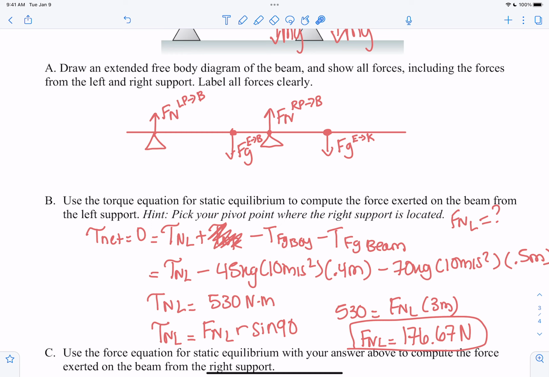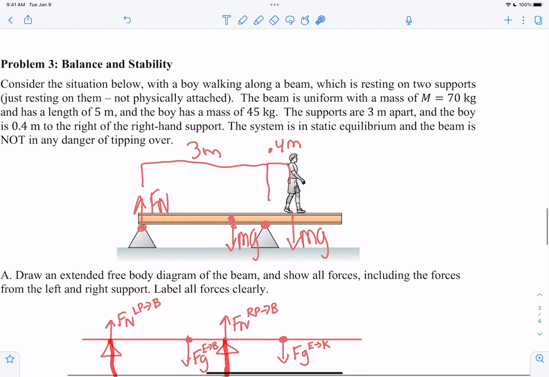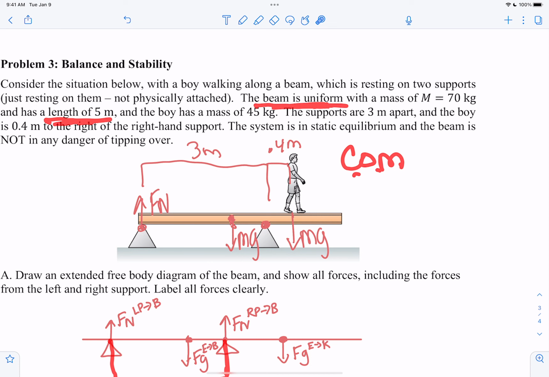How do I know the center of gravity was 2.5 meters? So they told us that the distance between the left support and right support was 3 meters. They also gave us that the beam is uniform. And so the center of mass of a uniform object is just going to be straight down in the middle of the object. So if this beam was 5 meters, then the center of mass is 2.5 meters.